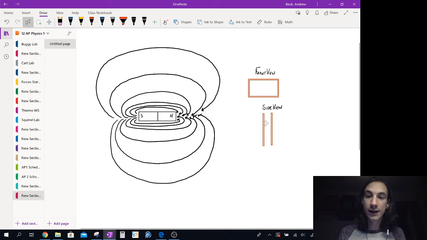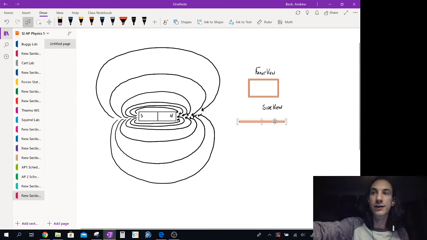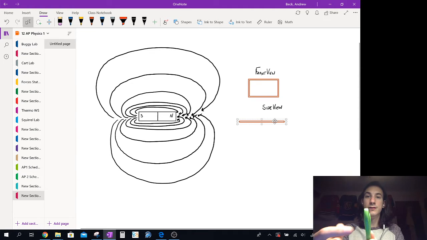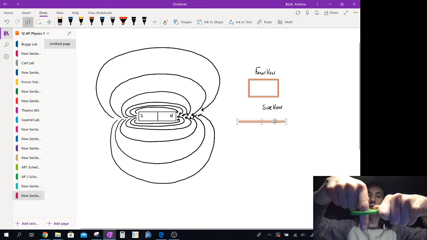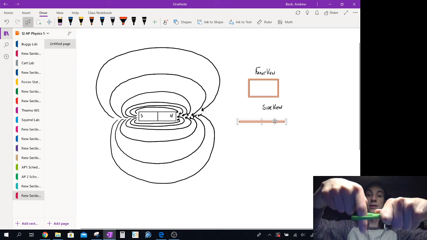So let's say instead of having my loop of wire straight up and down, let's say instead I twist it so now it's facing up. So before, we had the scissors looking like this, the loop was like that. Now let's say we have the loop that's pointing more horizontal. So the loop is parallel with the ground.